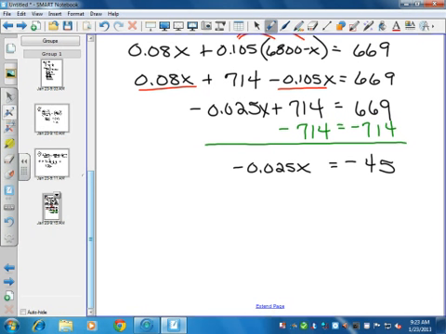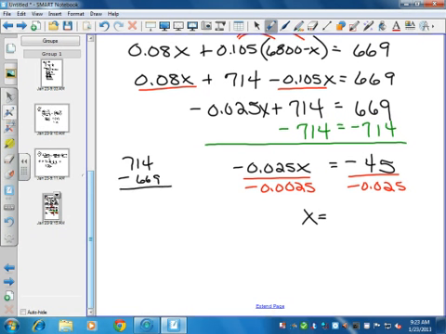Then divide both sides by the coefficient. So we're going to divide out the negative 0.025. That's where it goes back to the positive amount for the money, so it works itself out in the end. Oh, 45. It's okay, always check because it could be wrong. Okay, so we need 45 divided by 0.025. 1,800.